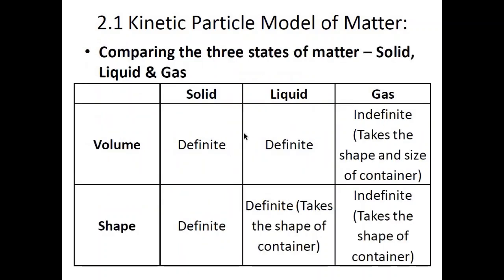Now, if we have to compare the three states, solids have a definite volume, liquids have a definite volume, gas has no fixed volume. Solids have a definite shape, liquids do not have a definite shape, and gas does not have a definite shape.